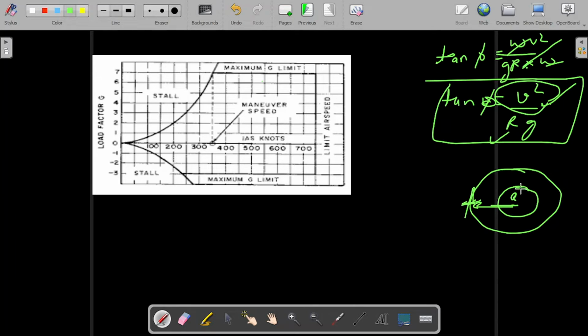Or if the aircraft is increasing its speed to balance this phi, if the aircraft is going at a higher velocity, then it can reduce the radius. So either way, it has to make this phi a controlled, best turning angle, and this equation governs that. Now coming to the load factor, how load factor comes into play when the aircraft turns.